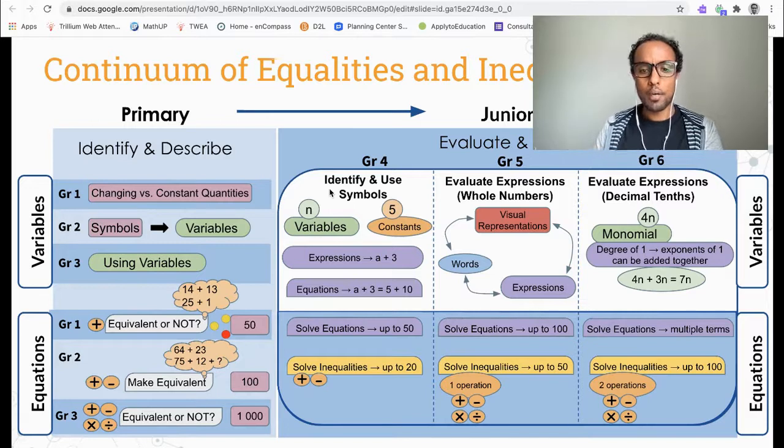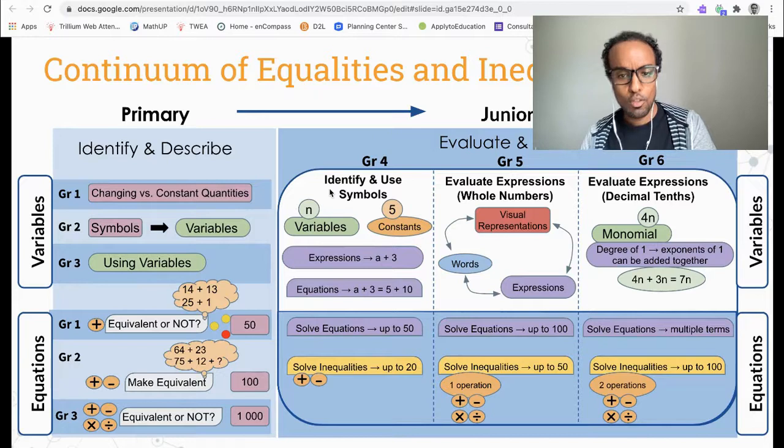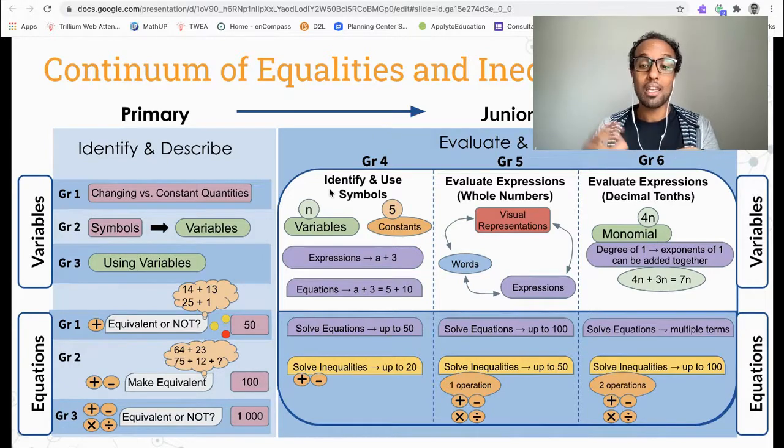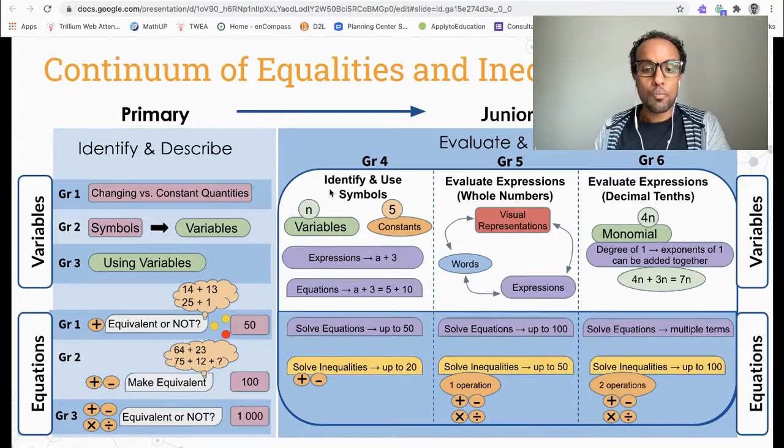Expressions can involve unknowns like variables and numbers, but they don't have a connection to an equal sign. There's no equal, it's just an expression. An equation is an expression that's connected with an equal sign, so it can say it's equal to this value or this other expression. So they're getting introduced to that in grade 4.